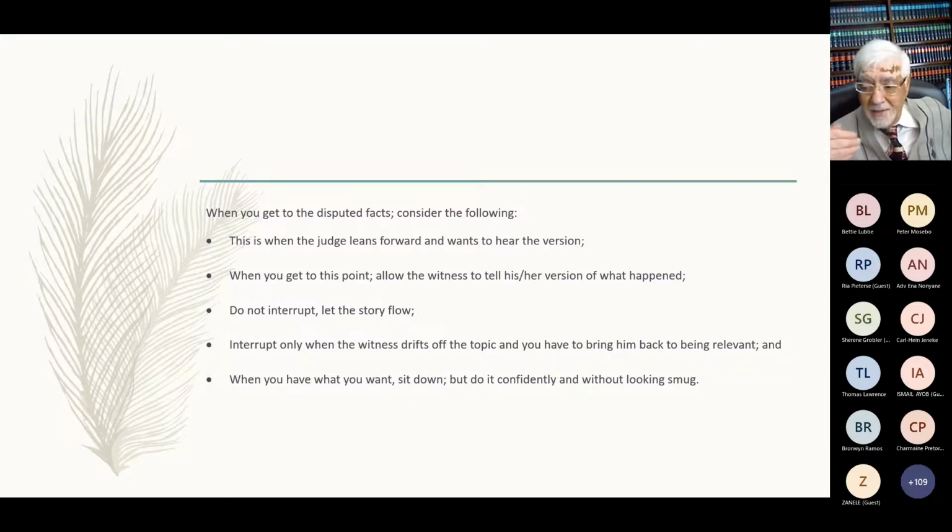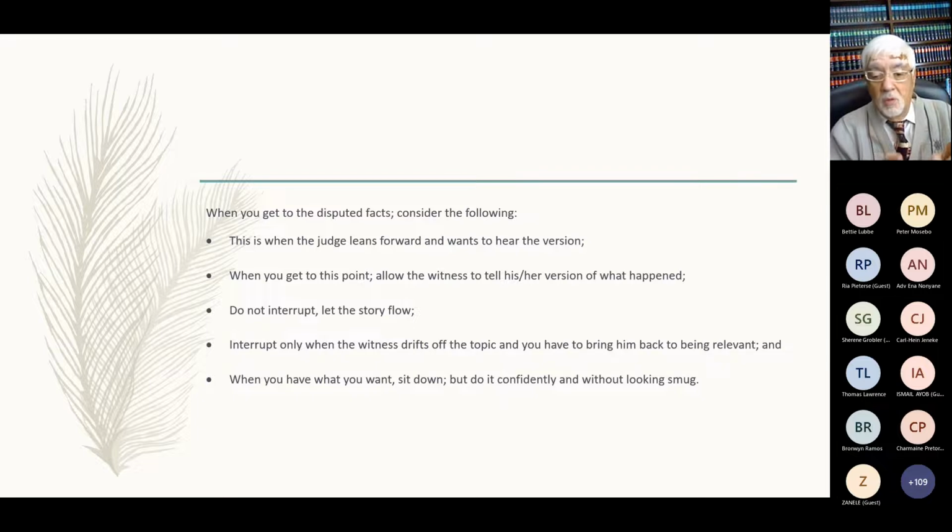I'll give you a technique of how you can control this. Interrupt only when the witness drifts off the topic and you have to bring them back to being relevant. When you have what you want, in other words, you've got the material facts that you need from this witness, how do you know that? From your witness analysis. Your witness analysis told you this is what you want.